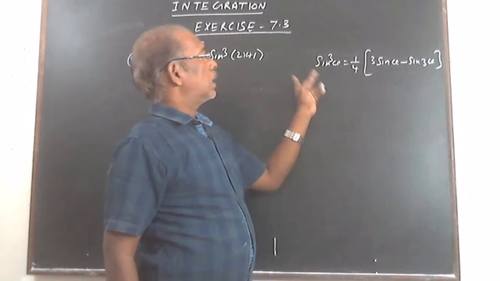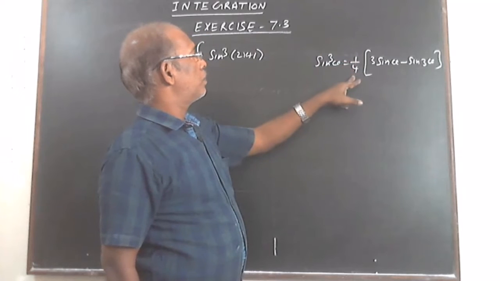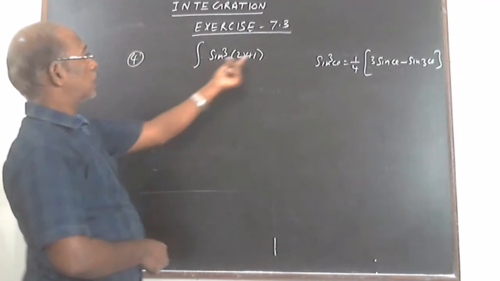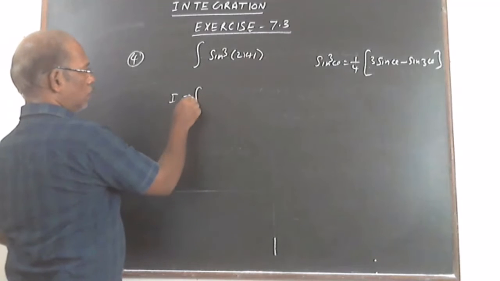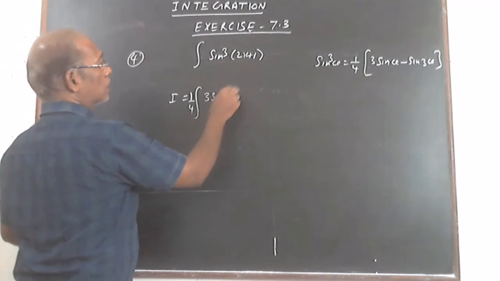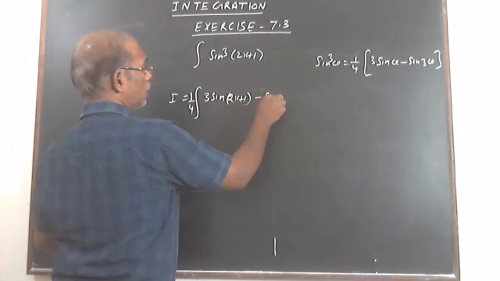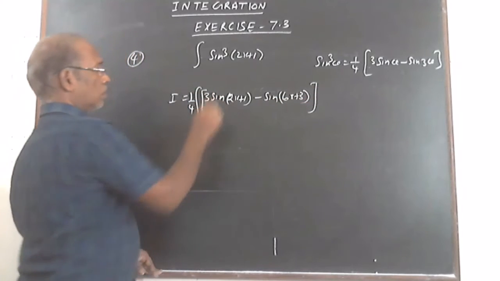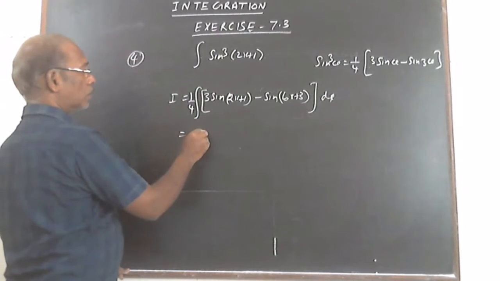Actually, sine 3 theta equals 3 sine theta minus 4 sine cube theta. Then sine cube theta equals 1 by 4 of (3 sine theta minus sine 3 theta). Using this, here theta is 2x plus 1. I equals integral of, we can take 1 by 4 outside, 3 times sine of (2x plus 1) minus sine of (6x plus 3).